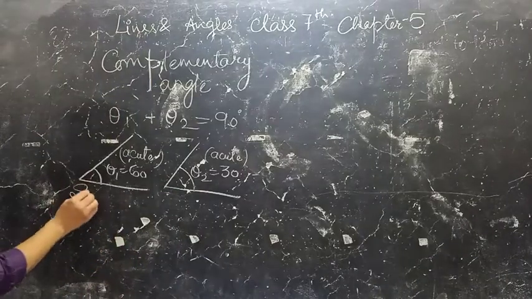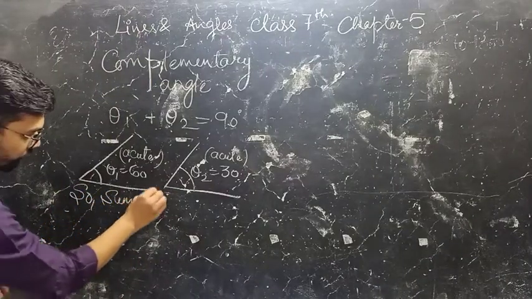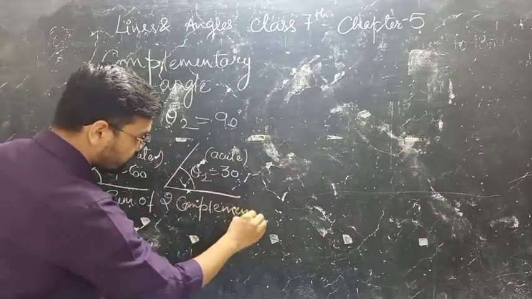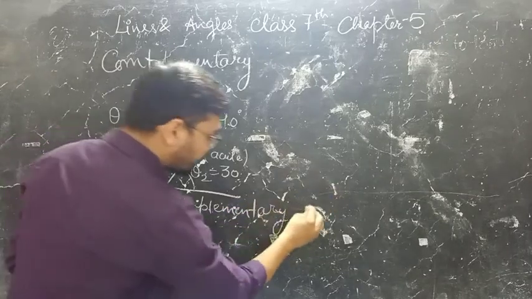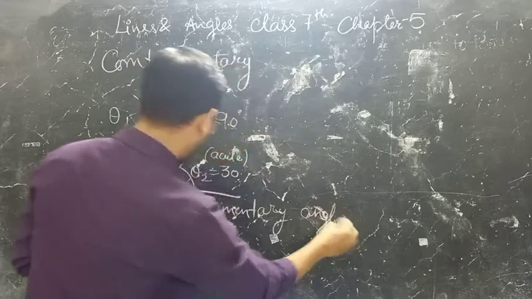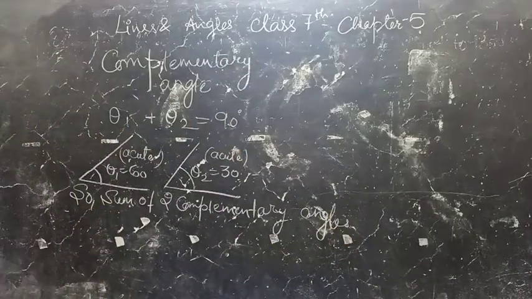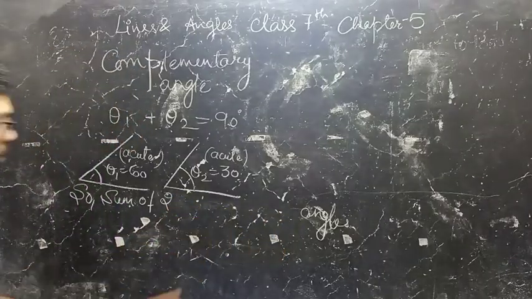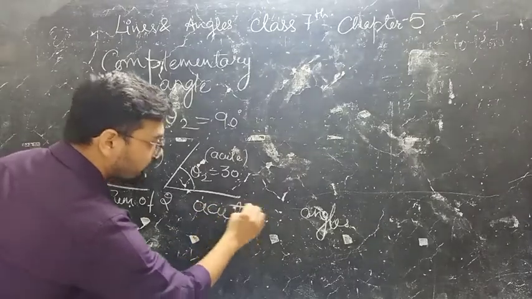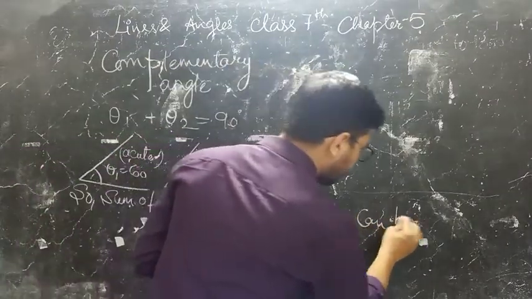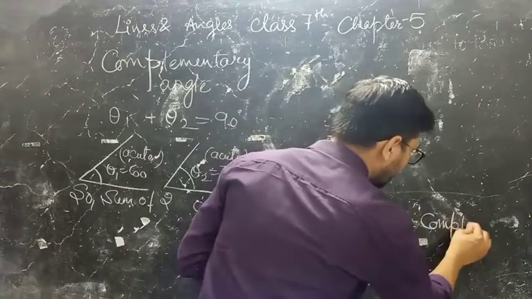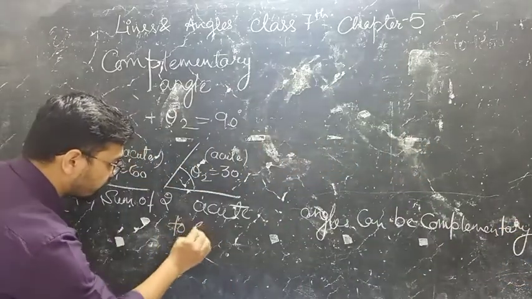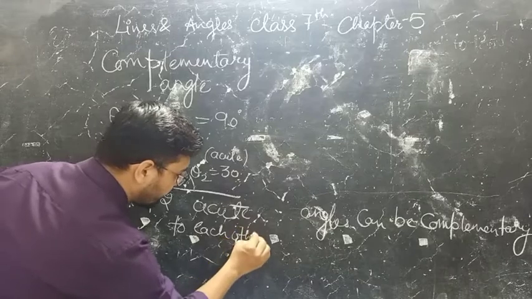So the sum of two acute angles can be complementary, okay? The sum of two acute angles can be complementary to each other, that means their summation is equal to 90 degrees.